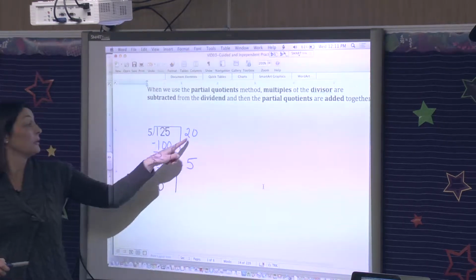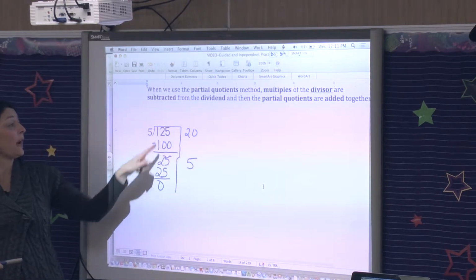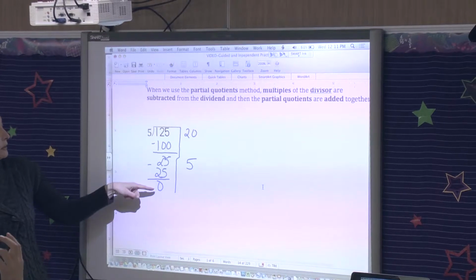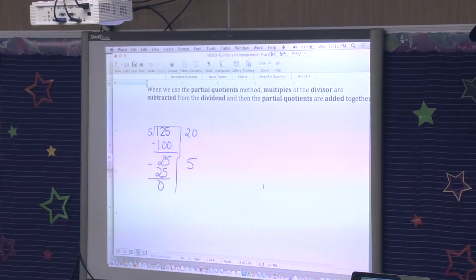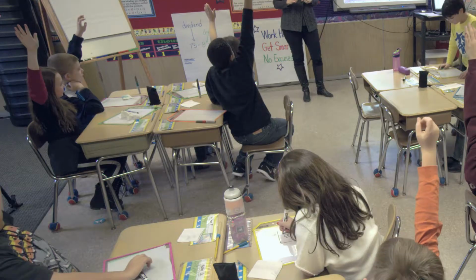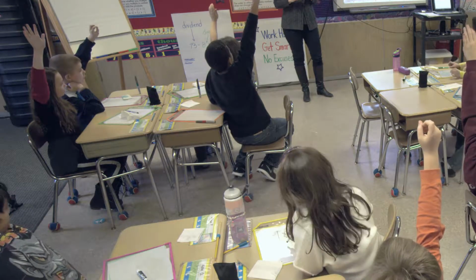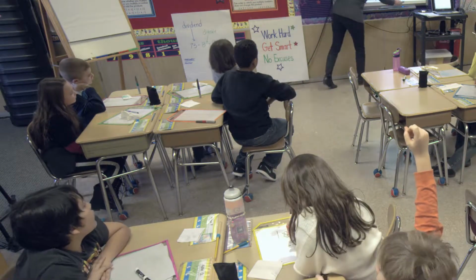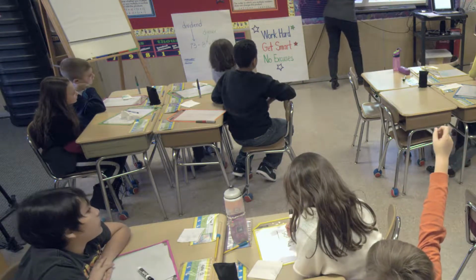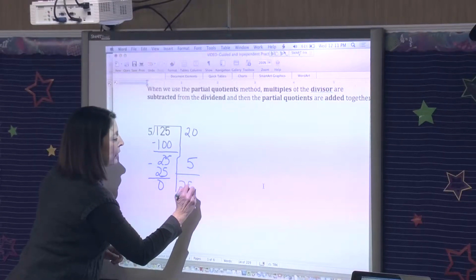Multiples of the divisor, 125, are subtracted from the dividend, and then the partial quotients are added together. So what do I have to do now? Victoria? Add the 20 and the 5, and I get 25.